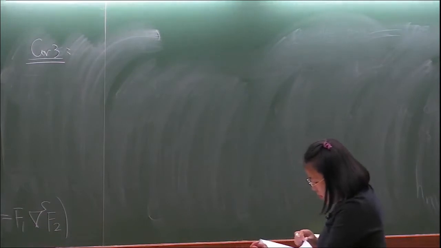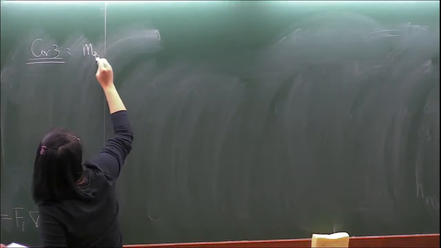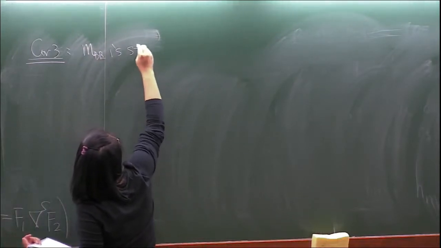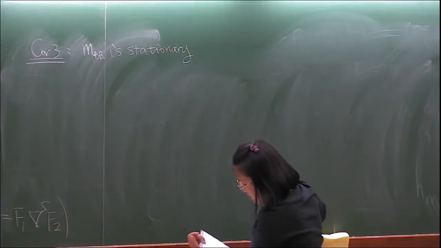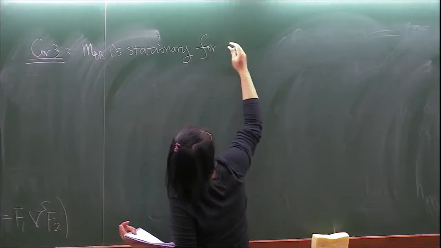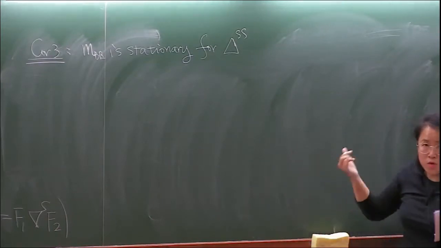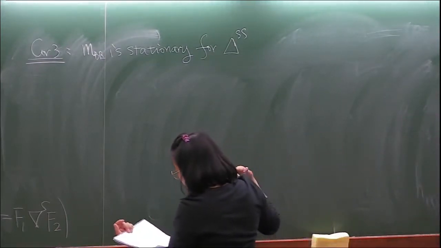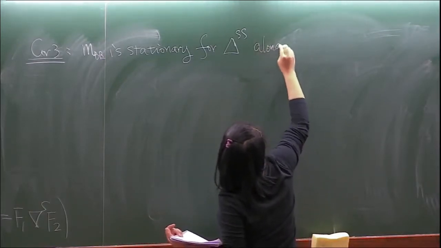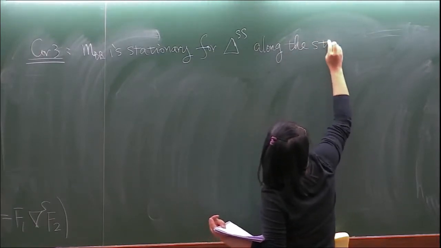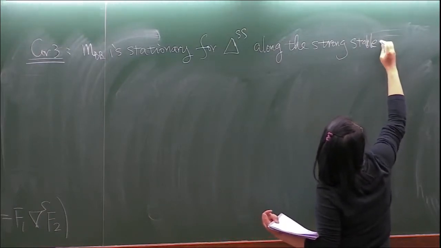Okay, the third one is that this measure, MBR, actually is stationary for the Laplacian along the strong stable direction. Strong stable leaf is stationary. It's not stationary for this. Along the strong stable foliation. Okay.